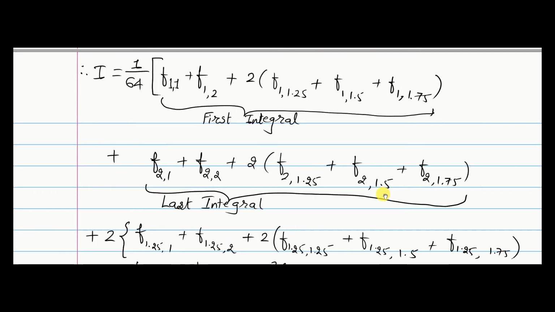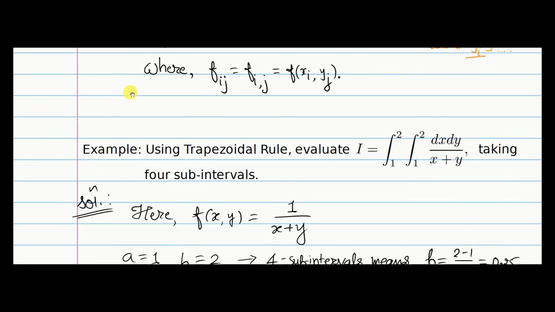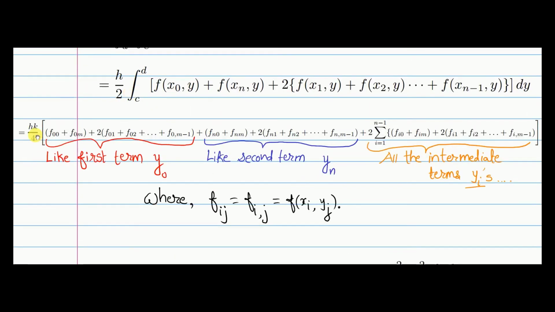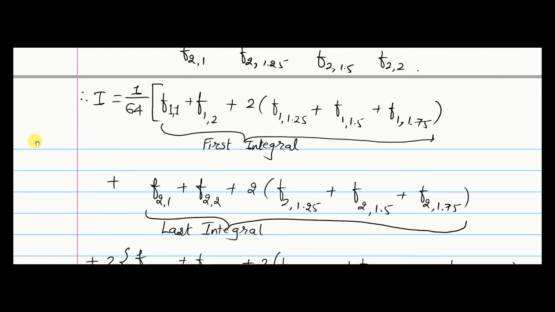Okay, so what will be the structure of our formula? First of all, 1 by 4 into bracket, 1 by 4 into 1 by 4. So total 1 by 64. Let me just show you here. hk by 4. So h is 1 by 4, k is 1 by 4, and 1 by 4 is already there. So total you will have 1 by 64 that I have written here into bracket.